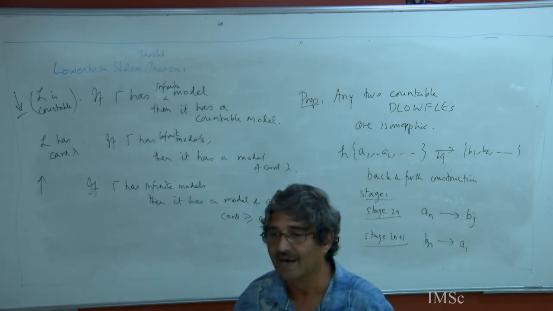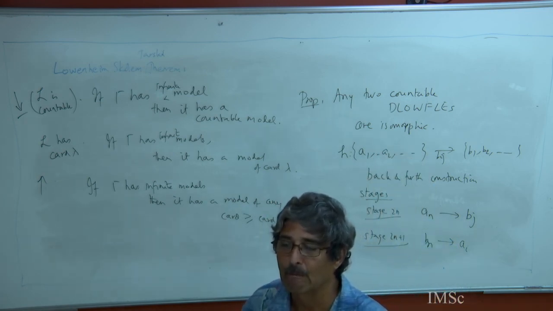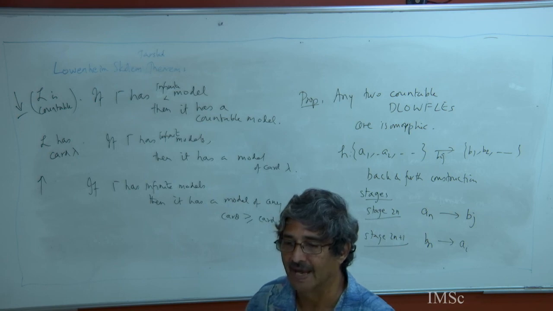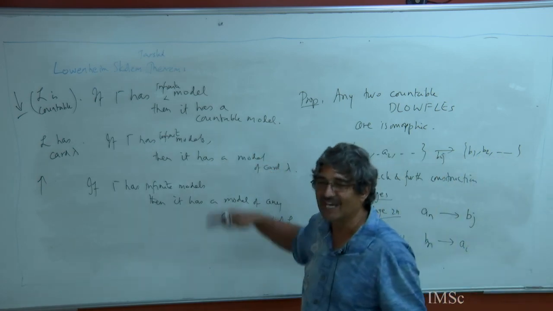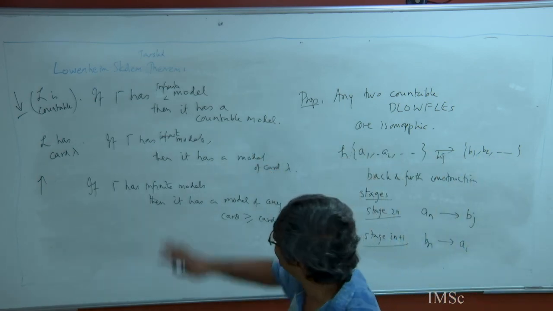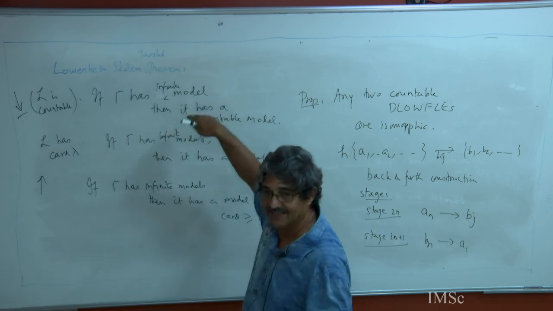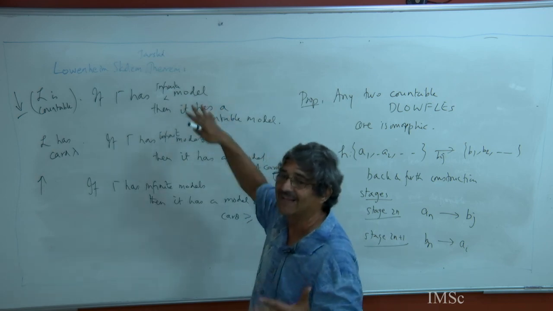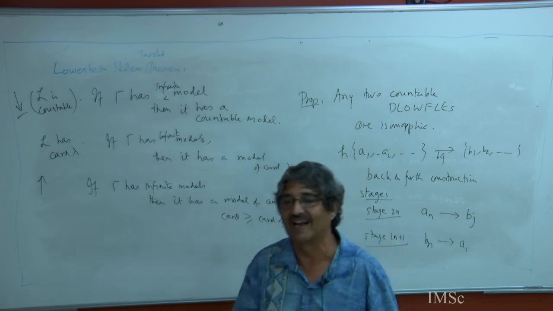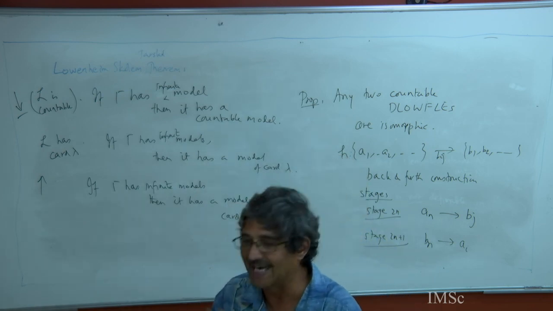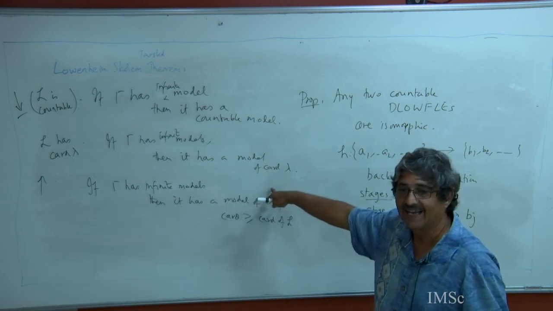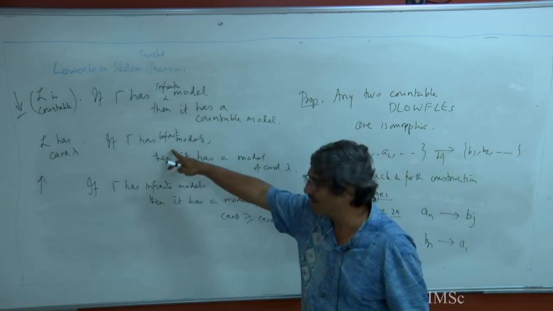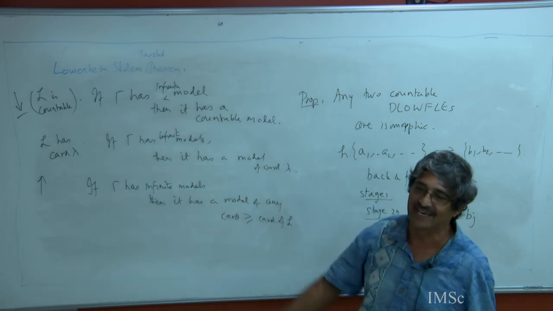Sir, for the downward Lowenheim-Skolem theorem, is an infinite model necessary? Well, in general, when you say countable, you include finite as well. So you don't have to worry about it for the downward case. You're right. If it has a model at all, even a finite model, that's included. But if I want it for arbitrary cardinality, then I need infinite models. For the second one, I certainly need it. So for uniformity's sake, it's better to keep it.